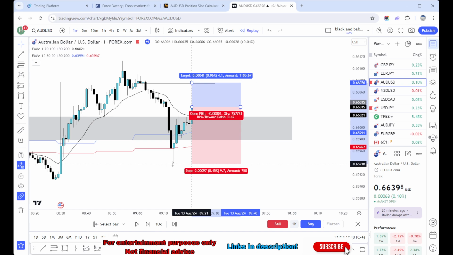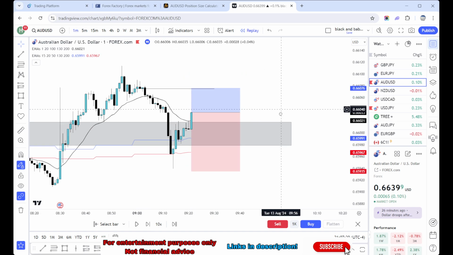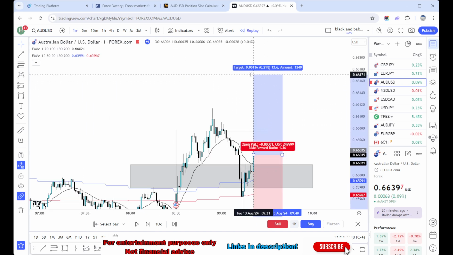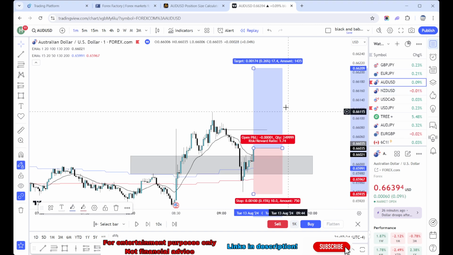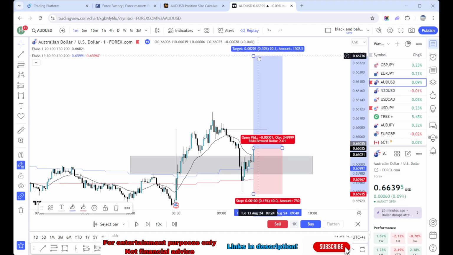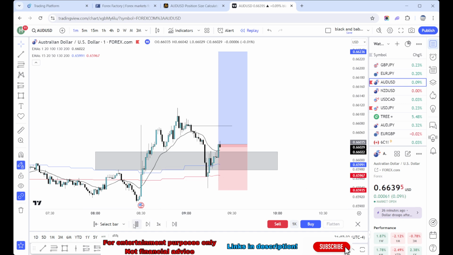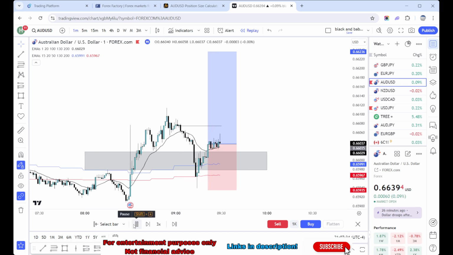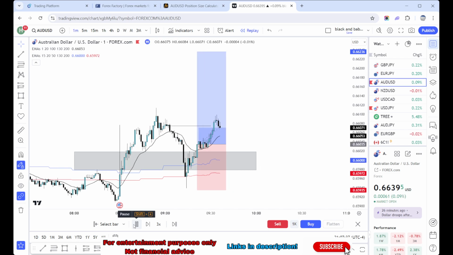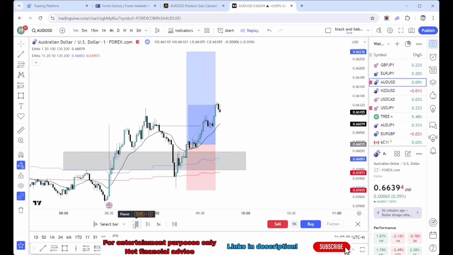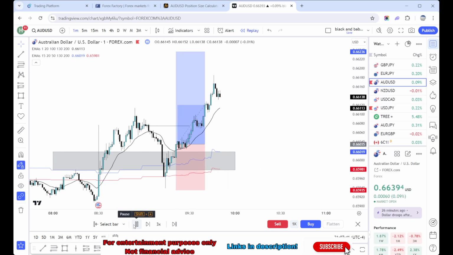Stop loss will go below the low right here. 10 pip stop loss. You could target a 1 to 2R, or even a 1 to 1.5R if you wanted. It's totally up to you, but I say a 1 to 2R. Let's play it out and see what happens. Well, we see some profit.